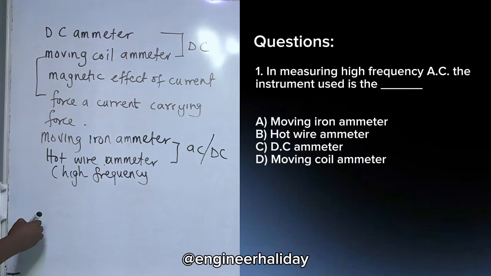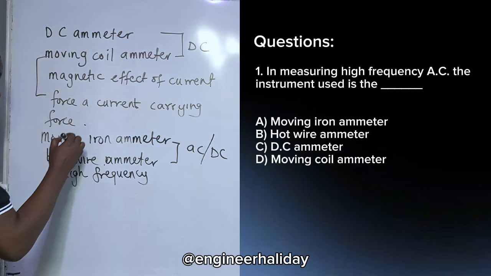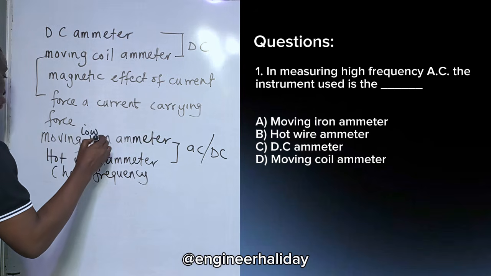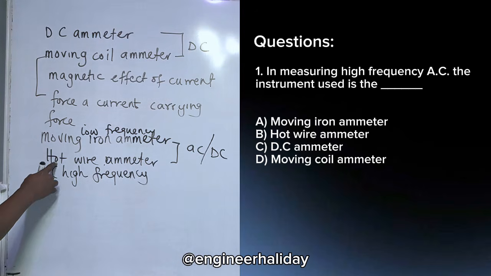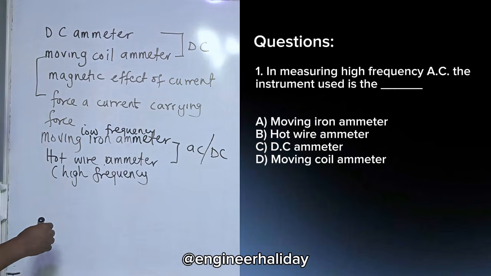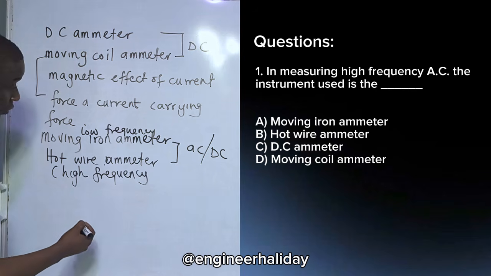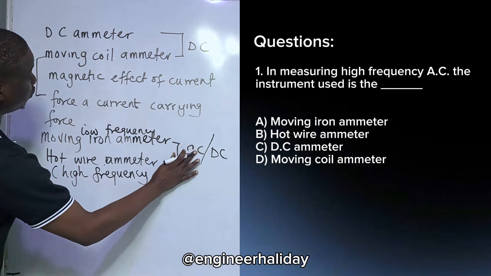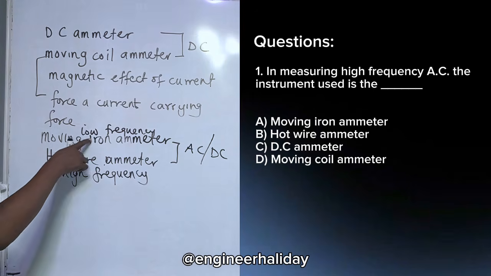Now, the moving iron ammeter is used to measure AC current at low frequency. Don't forget that the hot wire ammeter uses the principle of thermal expansion, making use of the heating effect of current. The two of them can measure both AC and DC, but one at high frequency, the other at low frequency.